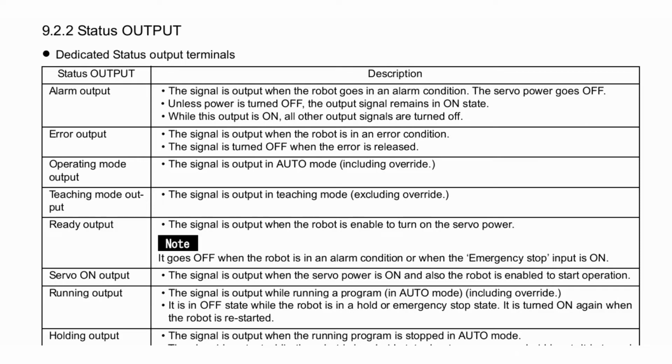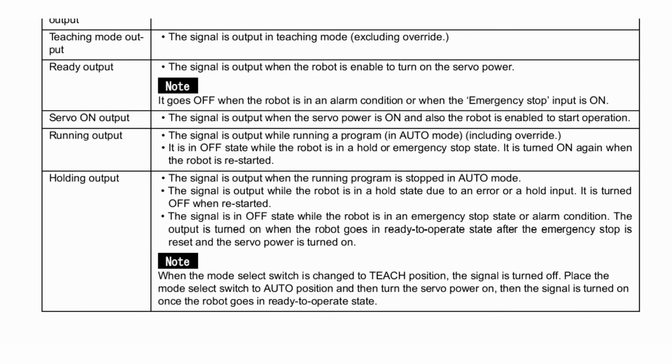Ready output. The signal is output when the robot is enabled to turn on the servo power. Note: it goes off when the robot is in an alarm condition or when the emergency stop input is on. Servo on output. The signal is output when the servo power is on and also the robot is enabled to start operation. Running output. The signal is output while running a program in auto mode, including override.